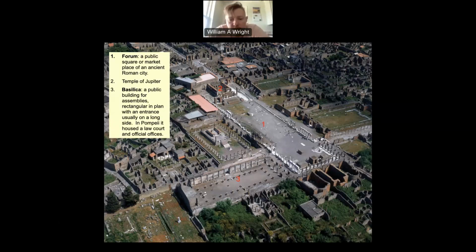Now, it is interesting because later on, when Catholic cities are developing across Europe, they adopt that term, basilica, and they adopt the structure of the building for their cathedrals, right? So in Catholicism, they combine the basilica and the temple, and it becomes a part of the town square. But in any case, that's later on. But yes, so these are three basic parts of a Roman city. And they're a part of Pompeii.